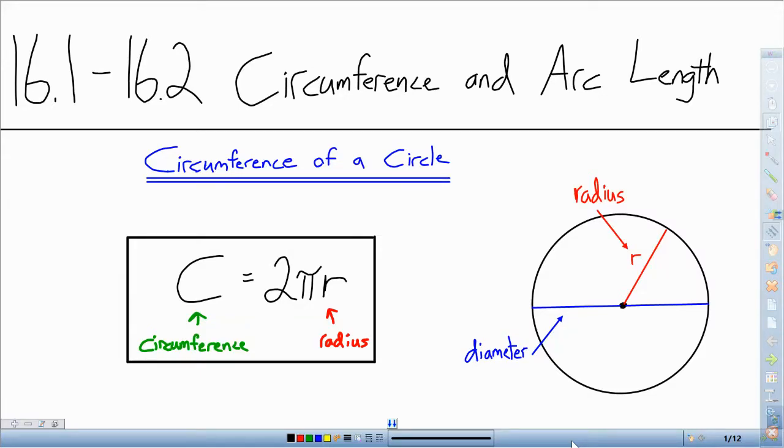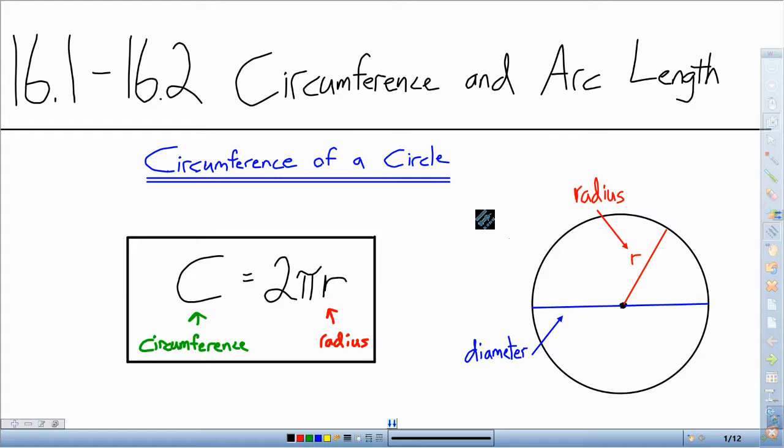Hello, everybody. So we're looking at 16.1 and 16.2 today. This lesson deals with basically two different things. One is finding the circumference of circles, and then one is finding the lengths of arcs of circles. All right. So yeah, still revolving all around circles. But go ahead and take a minute and get this title, and go ahead and get the formula here for finding the circumference of a circle, and we'll dig into it.